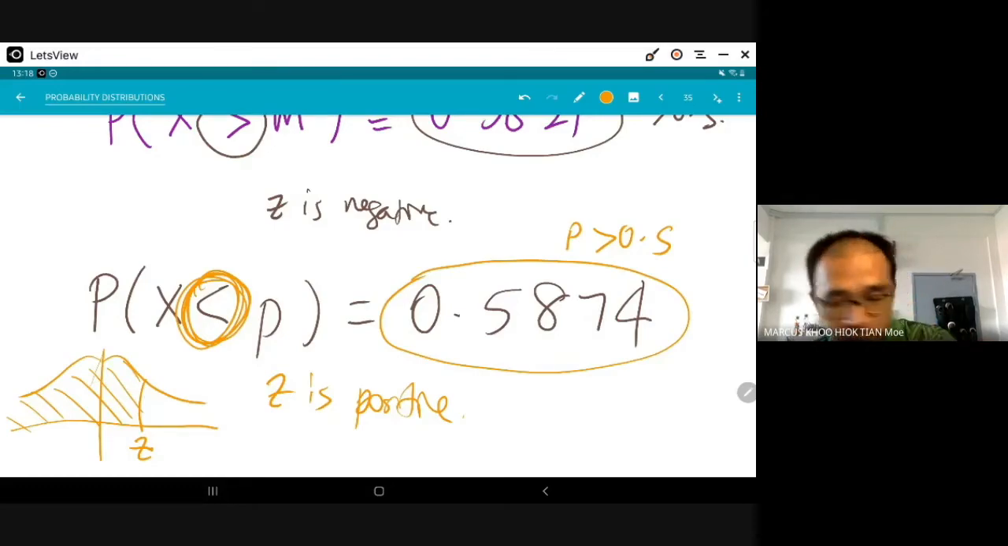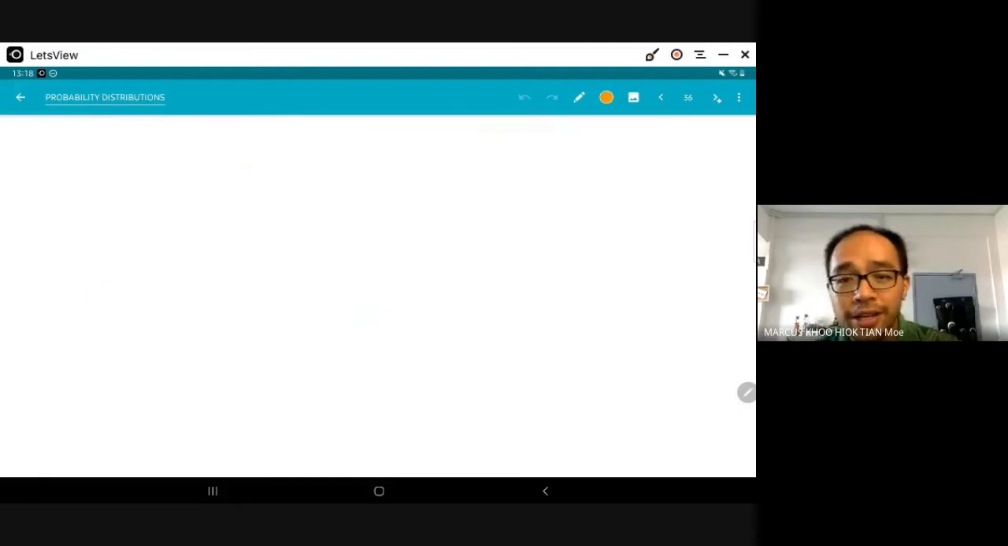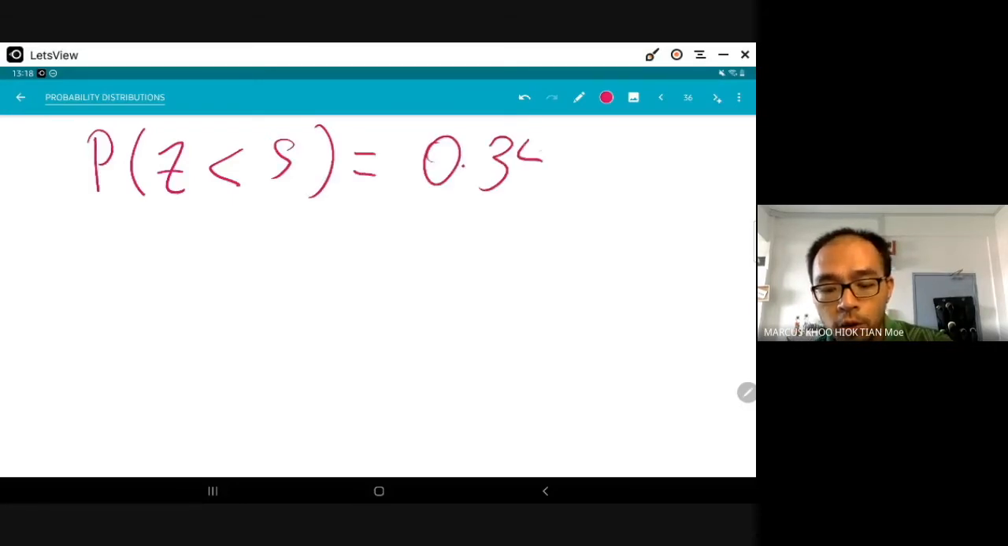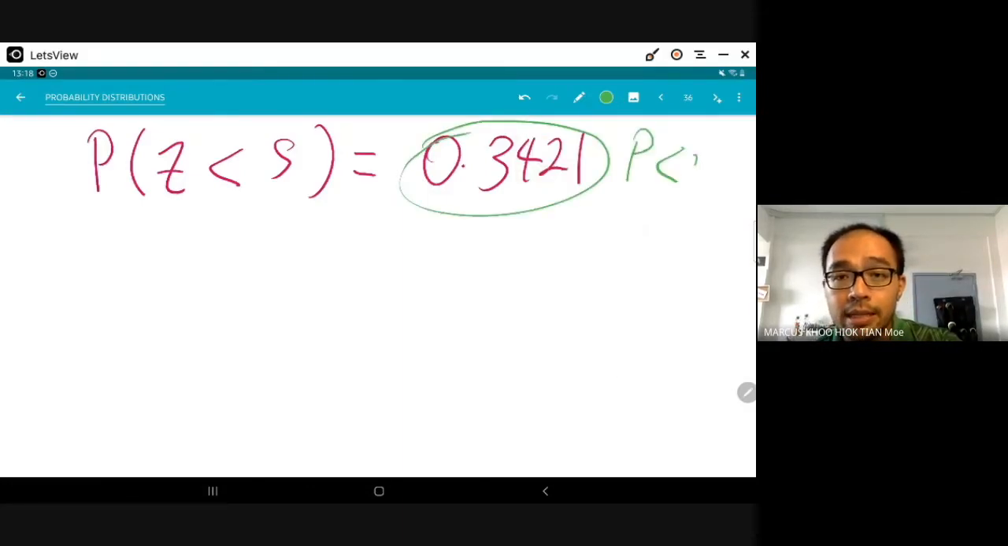Let me spend the next 5 minutes drilling you on this. Drill balik sampailah ke anu. Probability of Z is less than, give me another letter, S lah, S for Sean, equals 0.3421. Analyze. Question, probability is less than 0.5. Question is less. So Z is negative or positive? Of course it's negative.